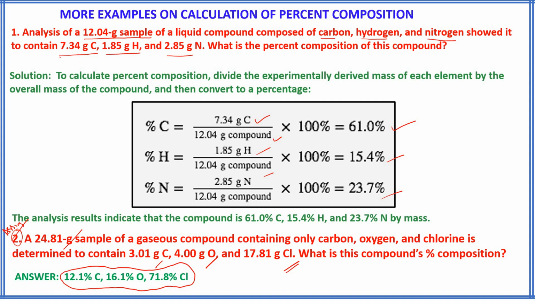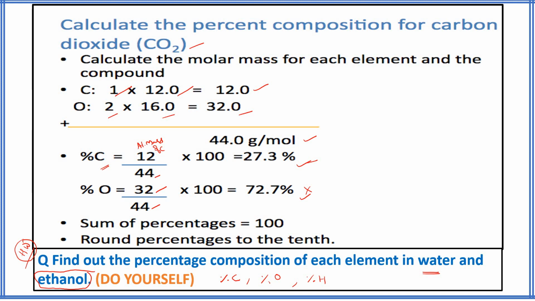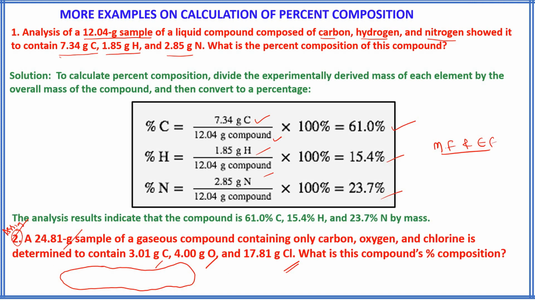In the next class, by using these percentages, 61, 15.4, 23.7, we can calculate the molecular and empirical formulas. We are going to calculate that in the next class. First of all, note down everything in the notebook. After that, as the assignment, from the same notes, do these two problems, this one and this one. These are the homework for you. This is about percentage analysis.